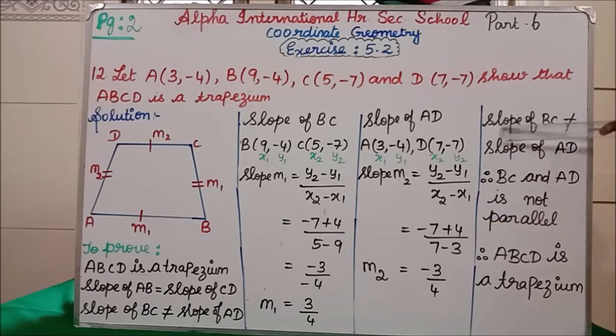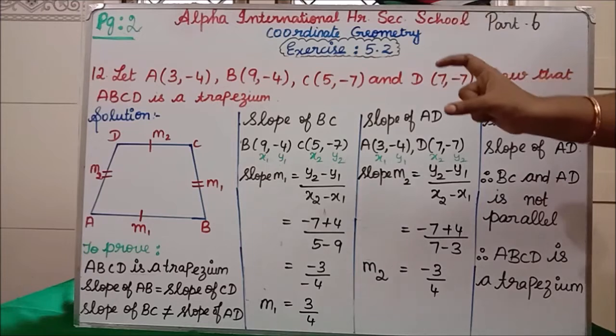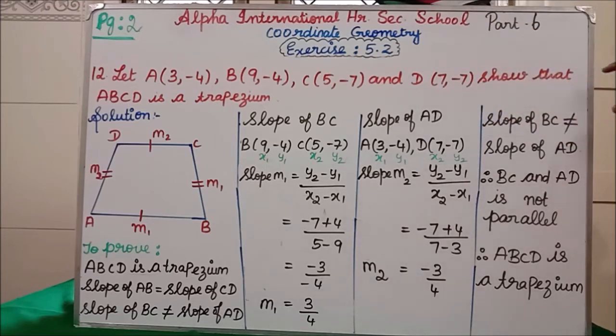So we are writing slope of BC is not equal to slope of AD. Students, since I don't have space, you have to write continuously. Slope of BC is not equal to slope of AD. Clear? Therefore, BC and AD are not parallel.